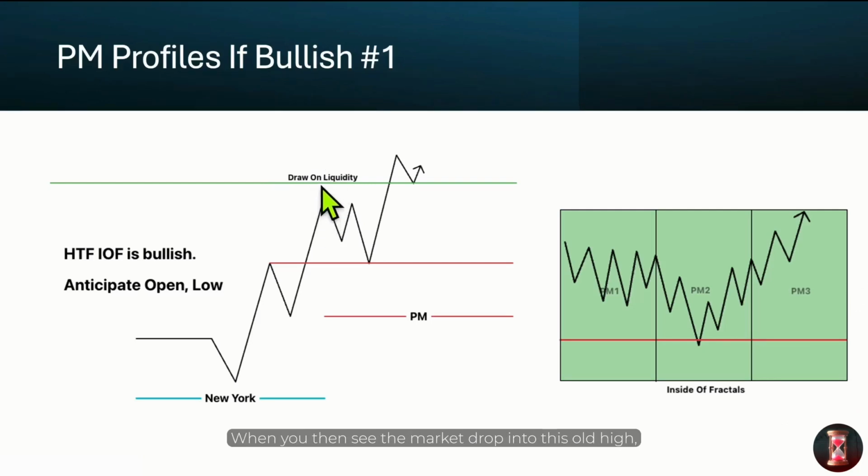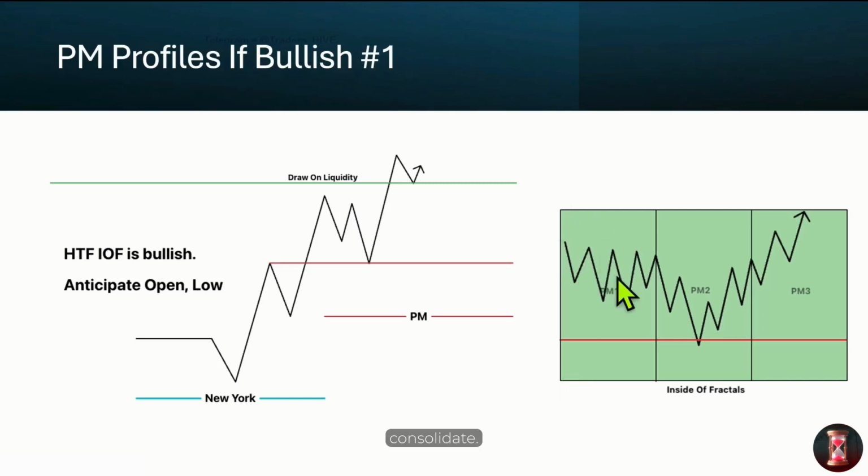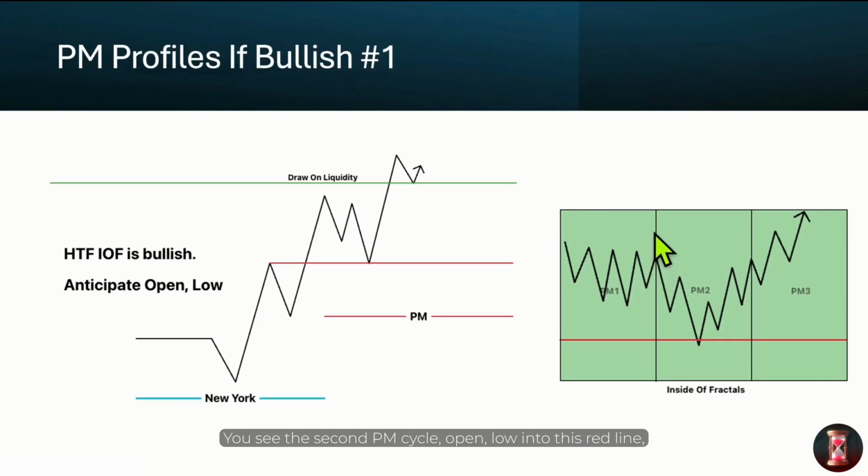When you then see the market drop into this old high, which got displaced by this bullish fair value gap, at the right time, anticipate that we're likely going to see continuation higher. What this looks like inside of the fractal is like the following. You see PM1, which is the launch cycle between 11:30 a.m. to 1 p.m., consolidate. You see the second PM cycle open low into this red line, which represents this old high. This is our point of interest.